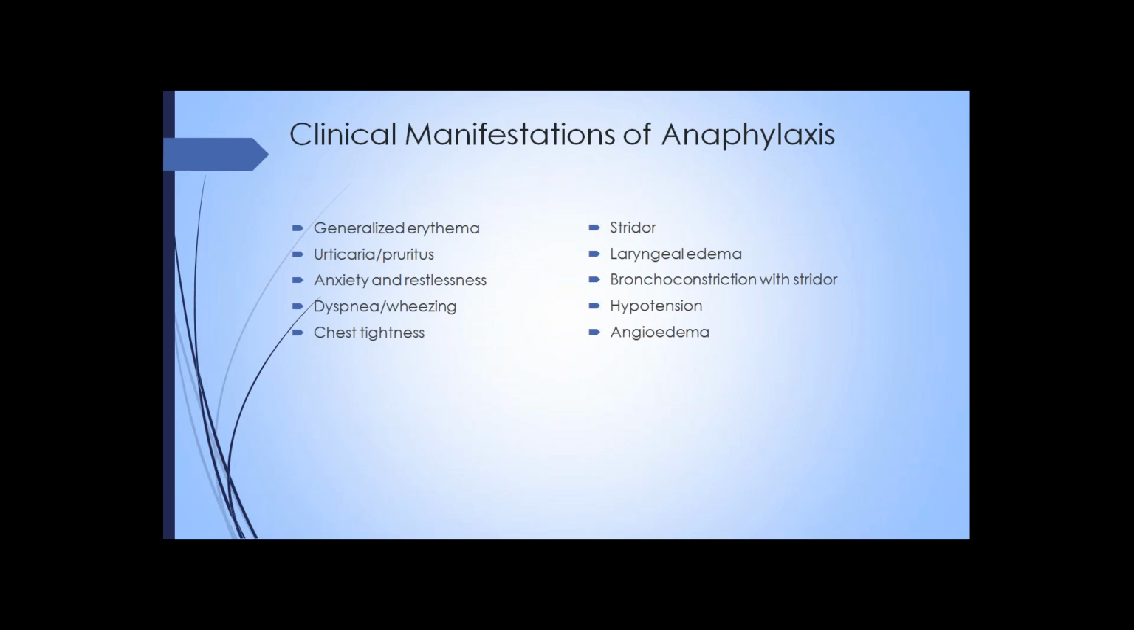So these are the things you're going to see with anaphylaxis. I think you learned a lot of these in med-surg, so I'm just going to go over them really quickly. Generalized erythema, urticaria, pruritus, anxiety and restlessness. We're going to have chest tightness, dyspnea and wheezing. We're going to have bronchoconstriction, and we're going to have stridor. That is why we're having tightness in the chest, right? We can have laryngeal edema closing off the larynx area. We can have angioedema in the neck airway, and we can have hypotension. Well, if it's a shock, you've got to have hypotension, right?